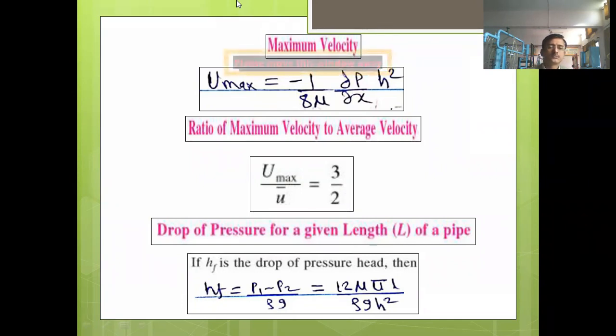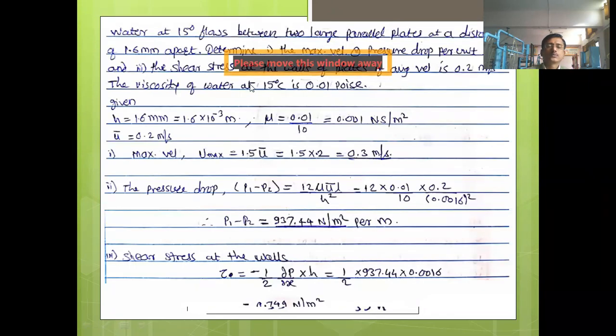Is it over, everyone? Now let us write down the problem. Water at 15 degrees flows between two large parallel plates at a distance of 1.6 mm apart.